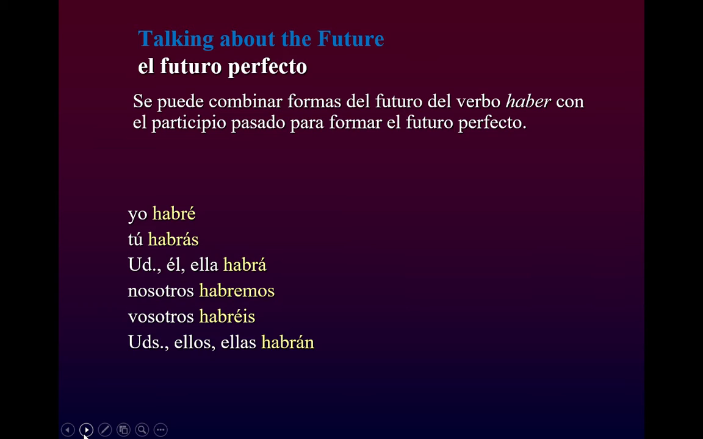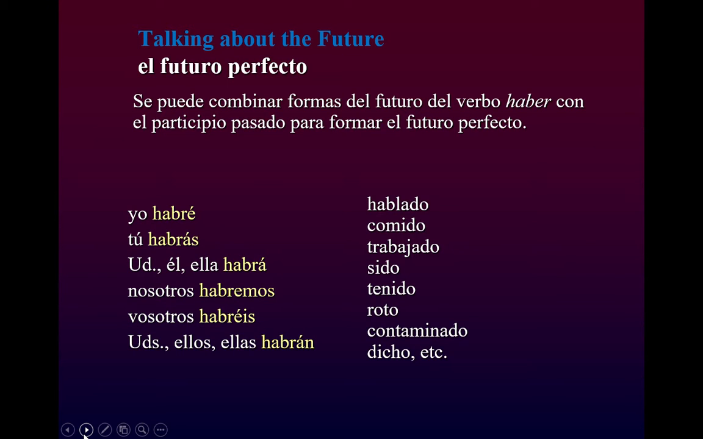Nosotros habremos, we will have. Vosotros habréis, you will have in Spain. Ustedes, ellos, ellas habrán, you will have or they will have. So habré, habrás, habrá, habremos, habréis, habrán. That's the have part, will have.